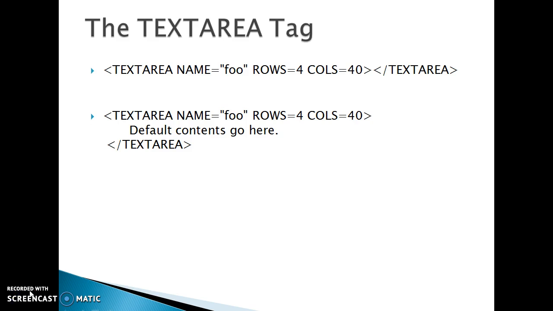Text area tag. For creating multi-line text control, we use text area tag. For specifying the number of rows and columns within the text area, rows and cols attributes are used. Rows are used to specify the number of rows within the text area, and cols attribute is used to specify the number of characters in a single row.